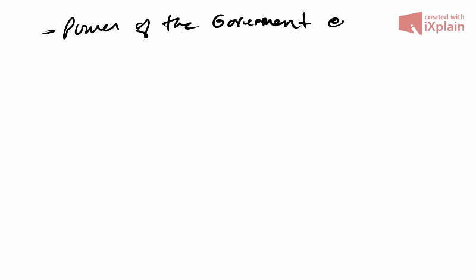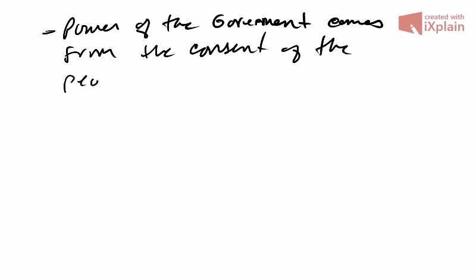Now here's a very key point, which is very important to Locke's ideas about government. And that is that the power of the government comes from the consent of the people. Very important. So there can't be government unless the people agree to it.